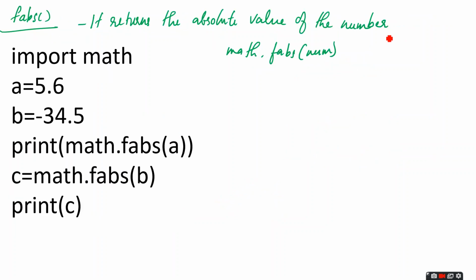Next is the absolute value. It will give the absolute value, the fabs function. For example, absolute value of 5, it is 5. Absolute value of minus 16, negative 16, it will be 16.